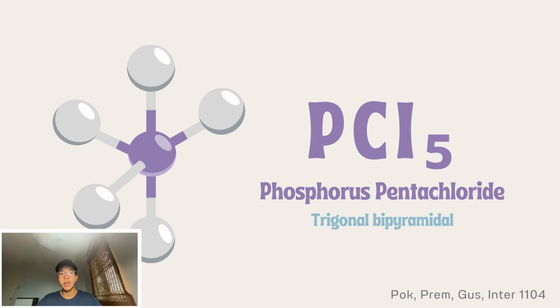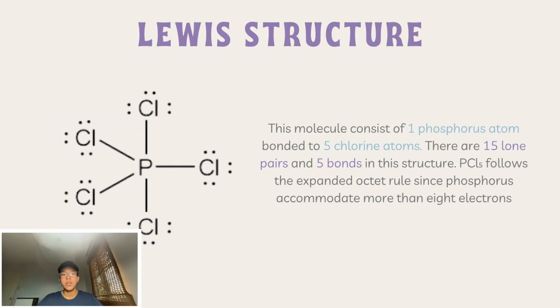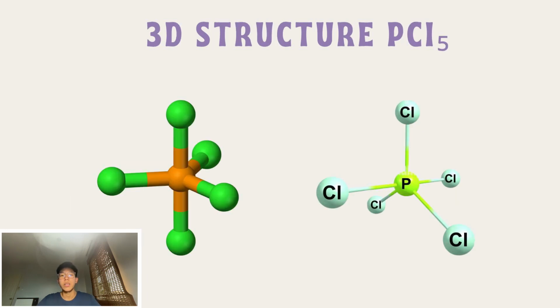Let's start with the Lewis structure. This molecule consists of one phosphorus atom bonded to 5 chlorine atoms. There are 15 lone pairs and 5 bonds in this structure. The molecule follows the expanded octet rule, since phosphorus, which is the central atom, accommodates more than 8 electrons. Here is the 3D structure of this molecule in 2 different perspectives.